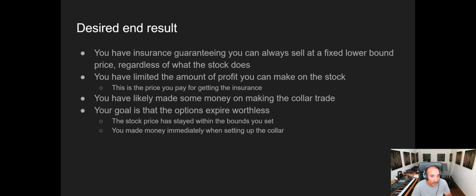And your end goal is that the options will expire worthless. In other words, the stock has stayed within the bounds that you set, and you made money immediately when you set up the collar. That's the desired end result.